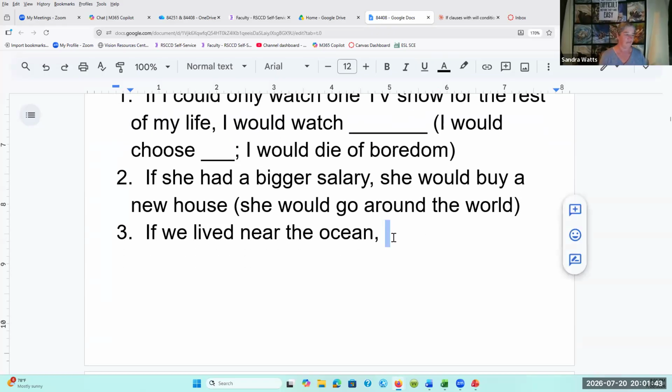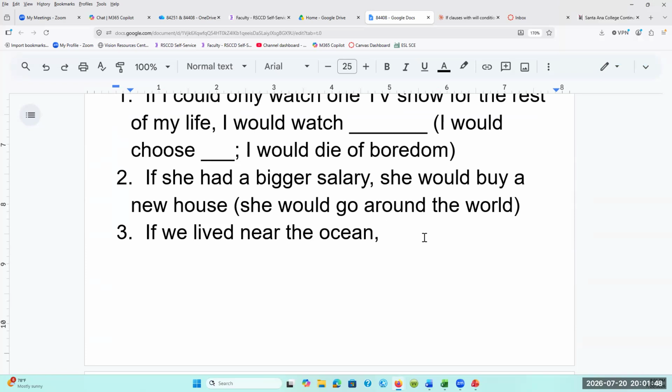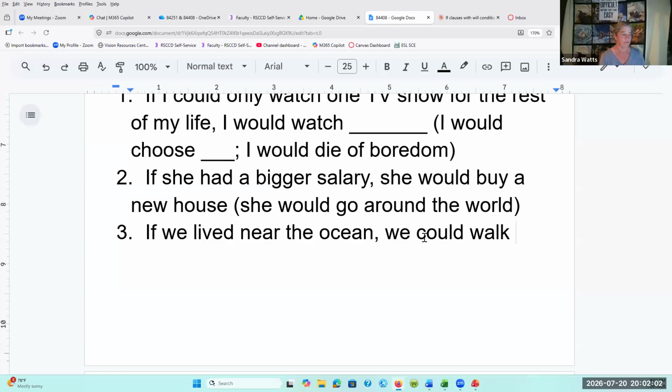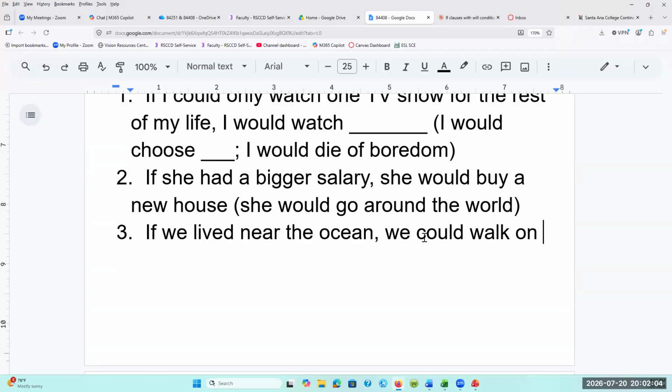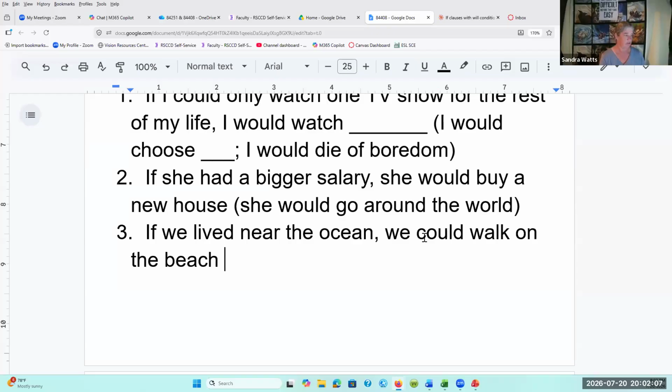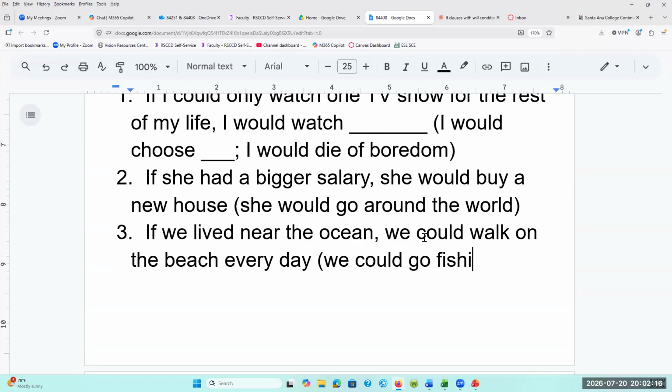All right. If we lived near the ocean, Brenda, Jenny, Teresa, somebody who hasn't talked could do that. We could walk every day. We could walk on the beach every day. Yeah, because we can walk every day without the ocean, but yeah, okay. We could go fishing.